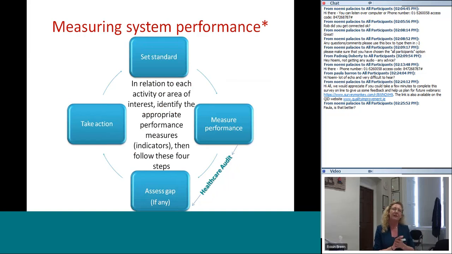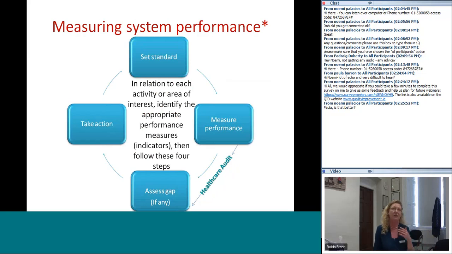So in terms of measuring system performance, the wording at the centre here talks about in relation to each activity or area of interest. And by that, I mean the things that are most important for achieving the objectives of the organisation, improving the health of the population, must be identified and the appropriate performance measures and indicators put in place. So standards need to be defined.